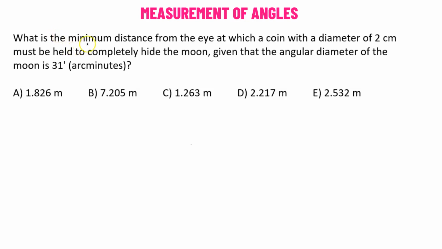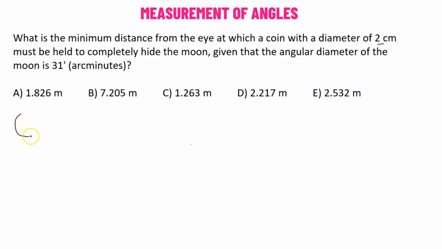So here we need to find out the minimum distance from the eye at which a coin having a diameter of 2 centimeters is placed so as to completely hide the moon. And it's also given that the angular diameter of the moon is 31 arc minutes. Now let's try to understand the problem.